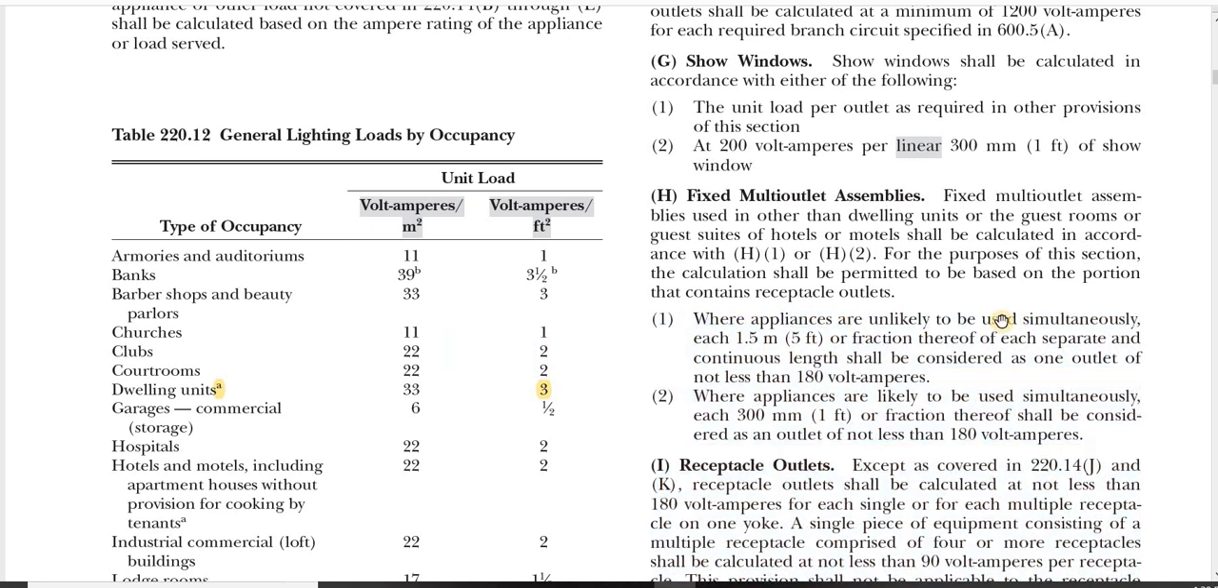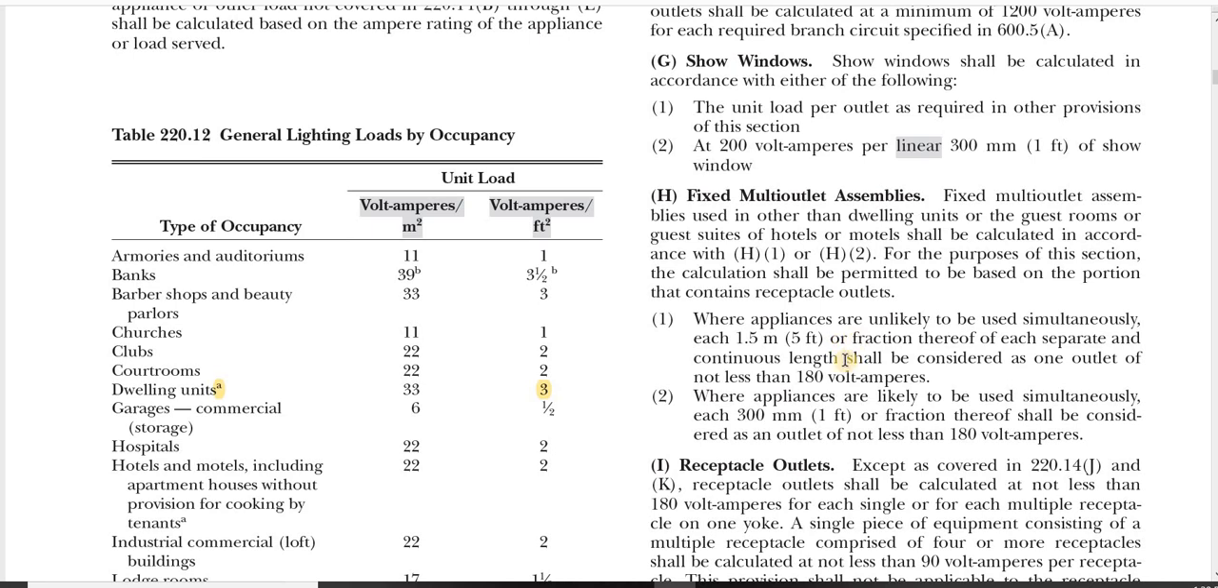Where appliances are likely to be used simultaneously, each 5 foot or fraction thereof of each separate and continuous length shall be considered as one outlet of not less than 180 VA. Okay, so let's break this down. Each 5 feet, of course. But what is this fraction thereof? Well, that just goes to say, if I don't have a 5-foot piece, let's say I've got a 4-foot piece, that's still a fraction of the 5 foot, so it still would be counted as 180 VA, even if it wasn't a full 5 feet.